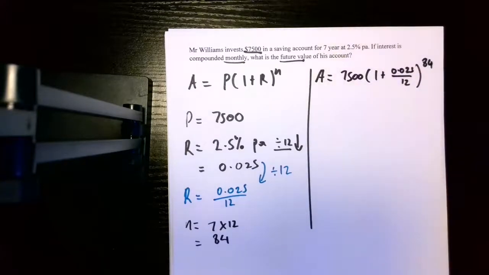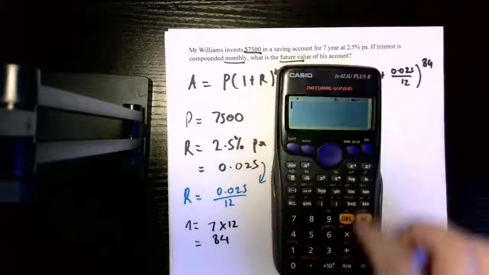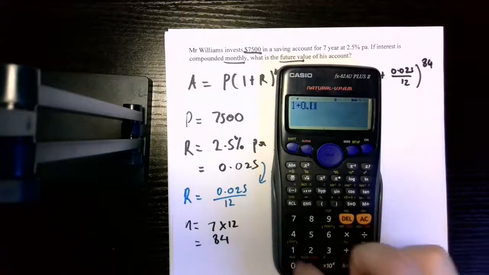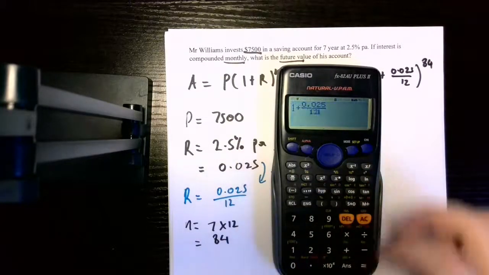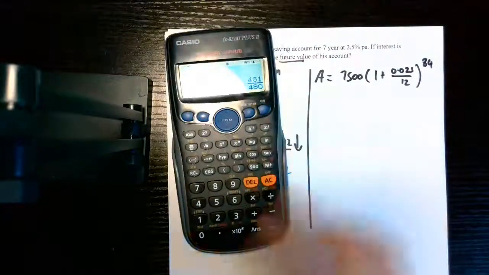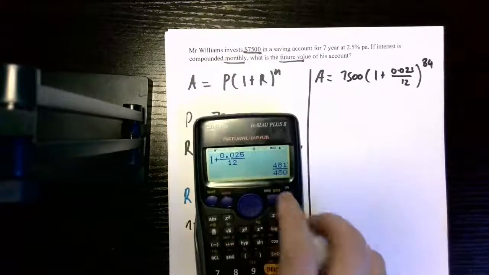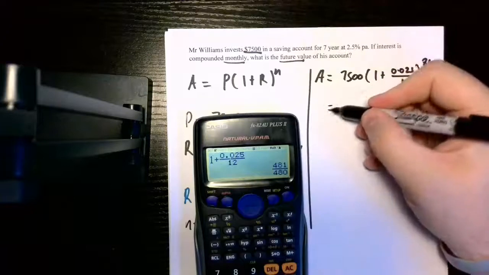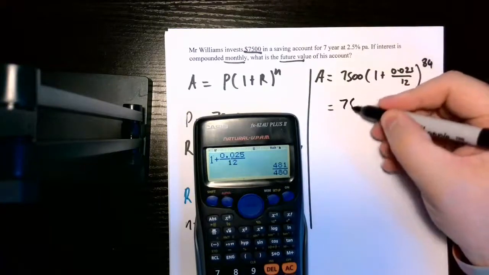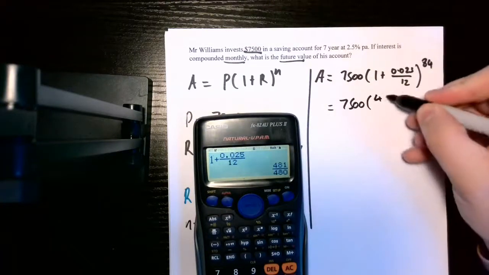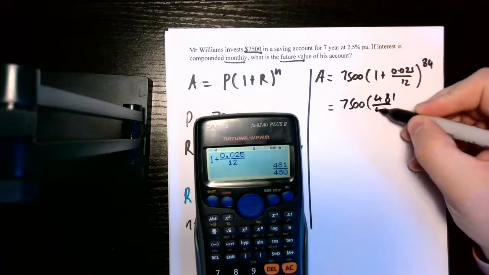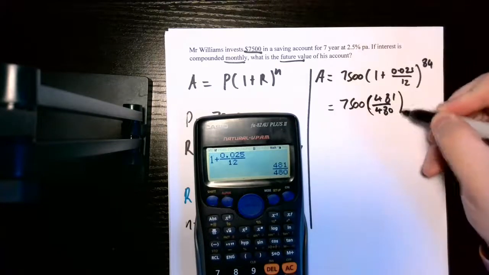Rather than straight away entering this in as it is on here, I like to do a little bit of simplification with the calculator. I like to just go 1 plus 0.025 over 12, just to avoid any sort of issues that may happen with my calculator, you know, user entry error and all of that sort of stuff. And I keep that fraction, you'll notice, stored in my calculator.